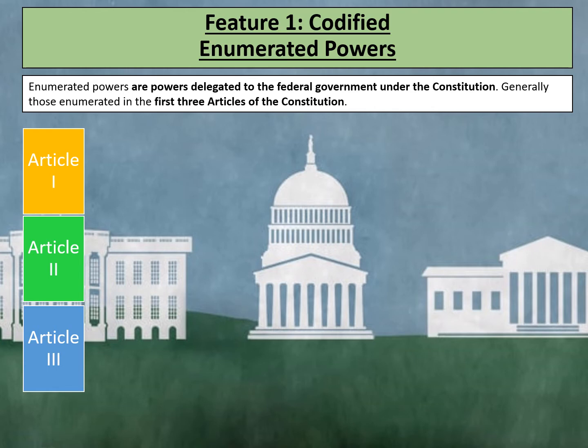This codified document consists of the 7 articles, the first 3 of which explain how the 3 branches of national government would work and what powers they should have. This is the enumerated or delegated powers of the Constitution.